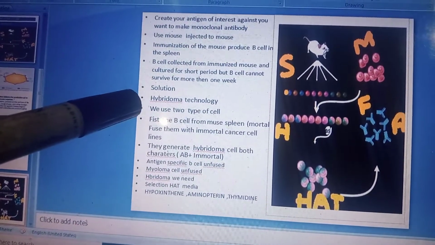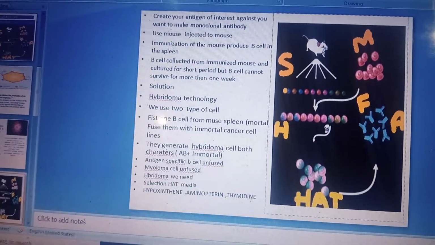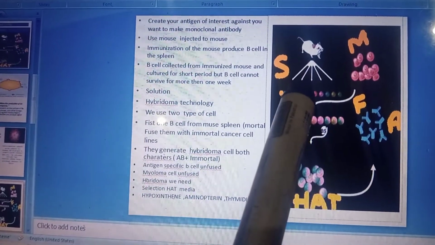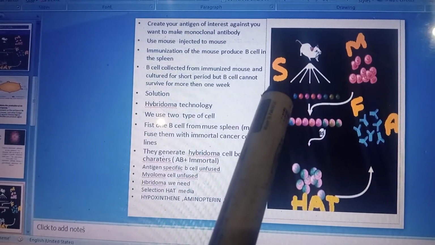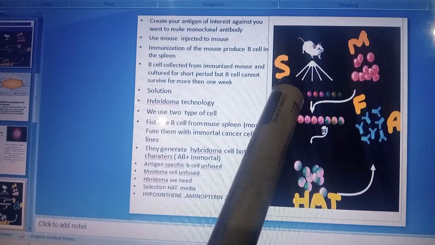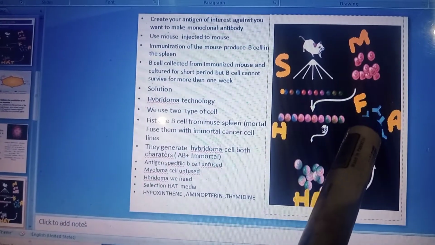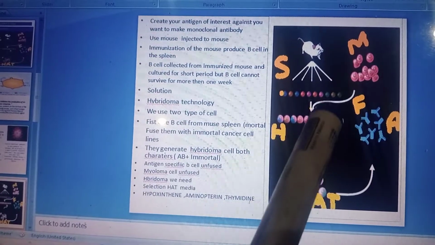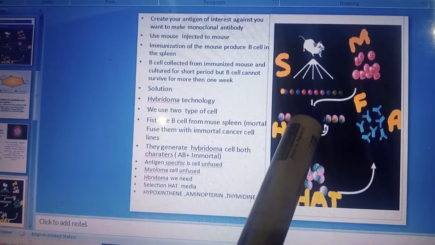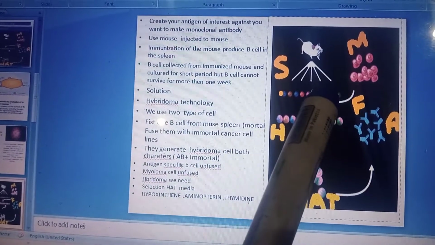In hybridoma technology, we use two types of cells. The first cell we take from the mouse spleen. The first one is the B cell from the mouse spleen, which is mortal, and we fuse it with cancer cells, I mean the immortal cell. You fuse these two types of cell. They will form a hybridoma. Hybridoma means that it will contain the B cell of the mouse as well as the cancer cell.